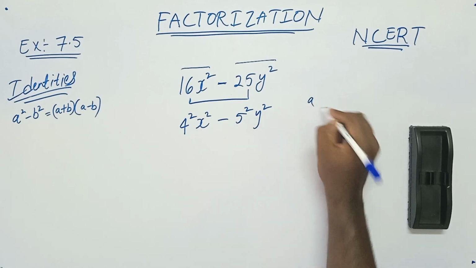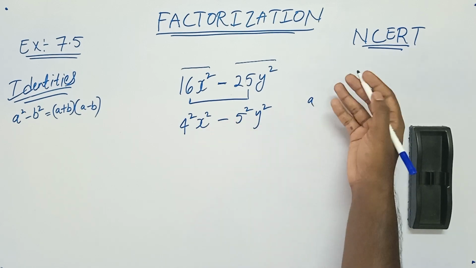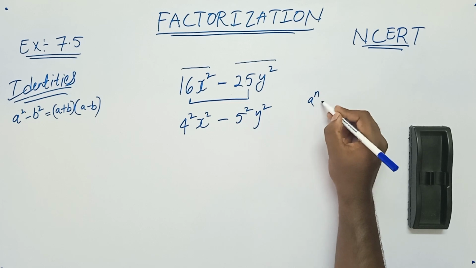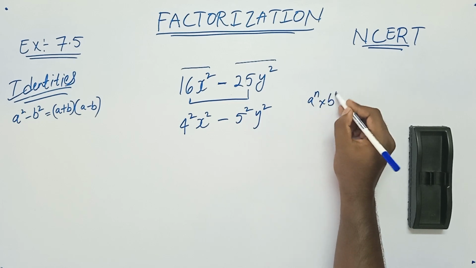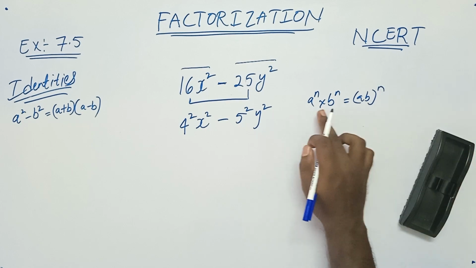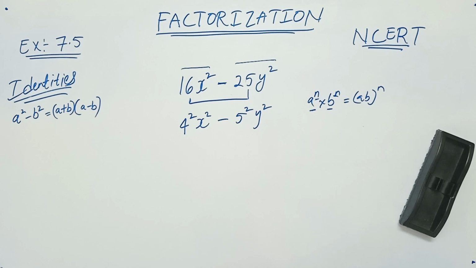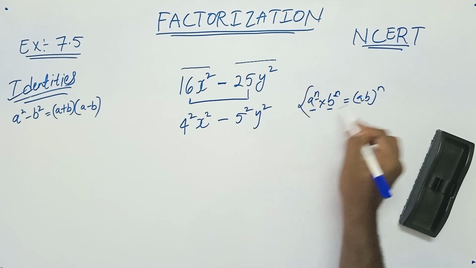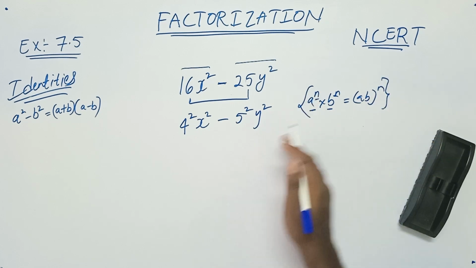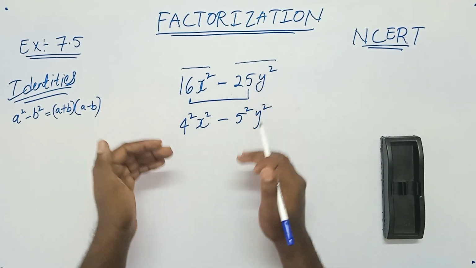Now if you just try to go to the exponential laws, you just learn that a power n times b power n is equal to (ab) whole power n, right? That means when powers are the same, the bases will be multiplied. So this law we have already learned in exponents, right? Now we are going to use that law in order to find the product of its factors.